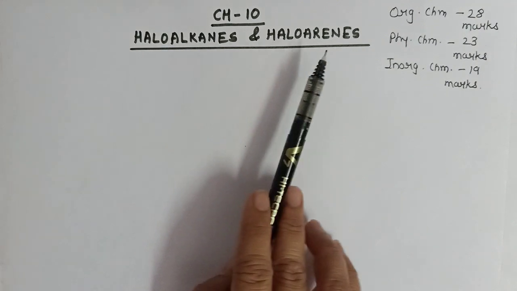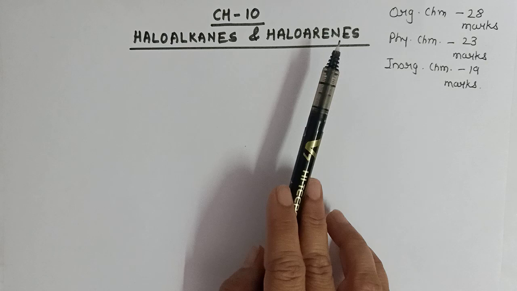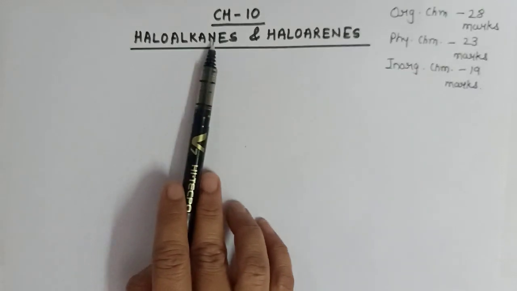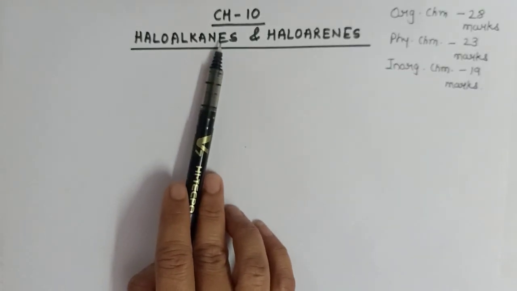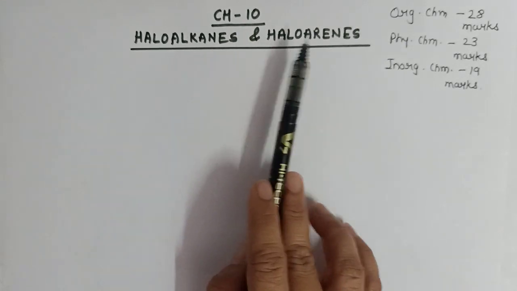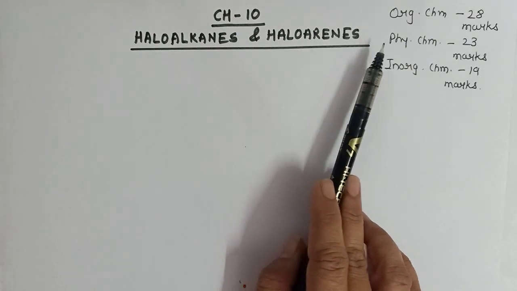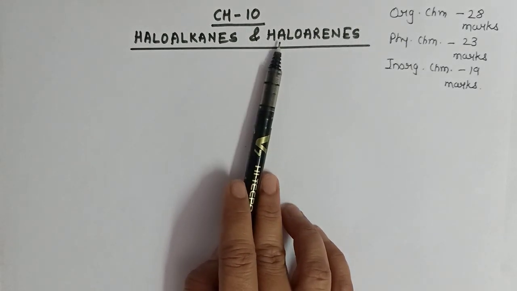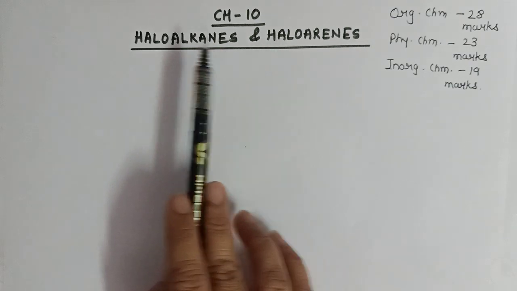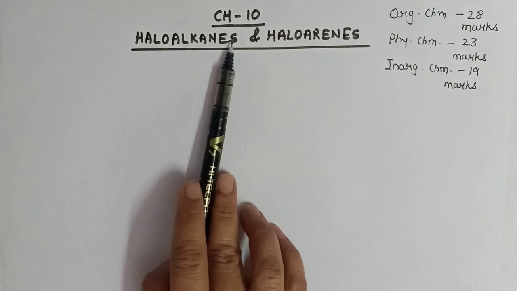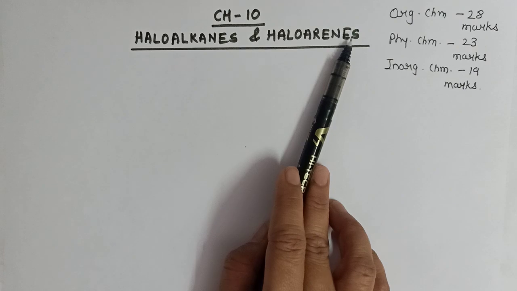Now this chapter, haloalkanes and haloarenes, will include the study of haloalkanes, that means halogen substitutions of alkanes, and haloarenes, that means all the benzene compounds which are halogen substituted on them. So let us first discuss what are haloalkanes. We'll be studying them in detail, and then haloarenes.